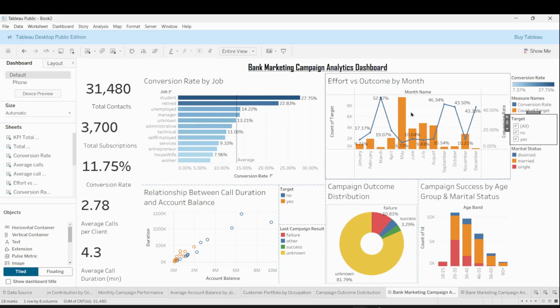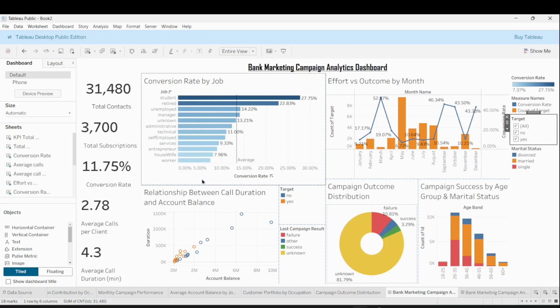Now coming to the first chart, the effort versus outcome by month, which is the main chart of the dashboard. The bars show the number of calls in each month and the line shows the conversion rate for that particular month. You can see May over here has the most calls, but its success rate is pretty low, around 7%. Months like March, September, October and December have very few calls but a much higher success rate, which is above 40%. So the bank is making most of the calls in the weakest month and very few calls in the best months. This is a planning issue and it can be fixed without any extra cost.